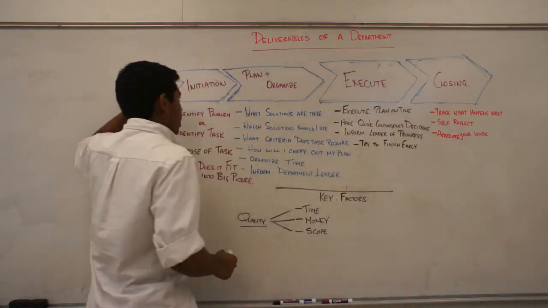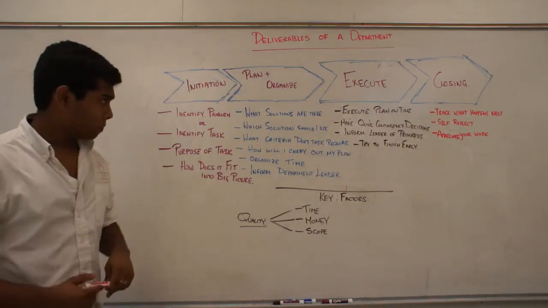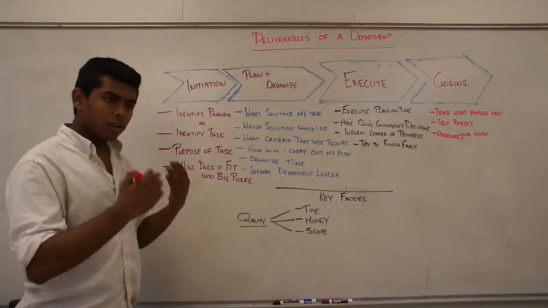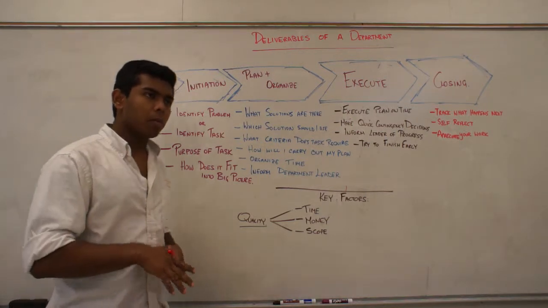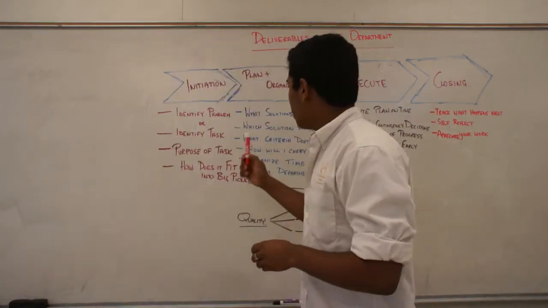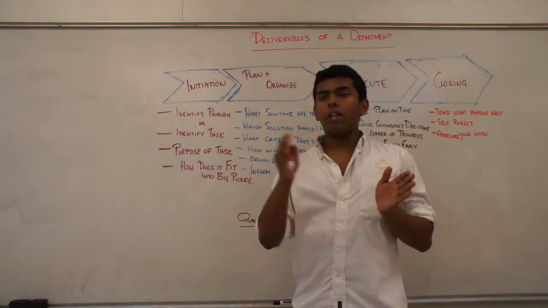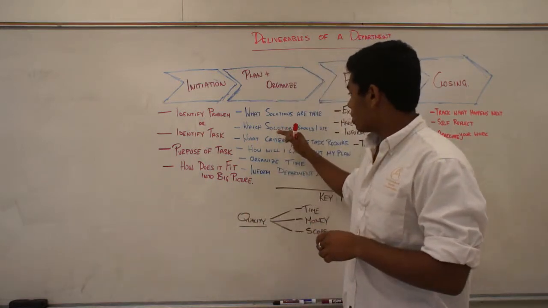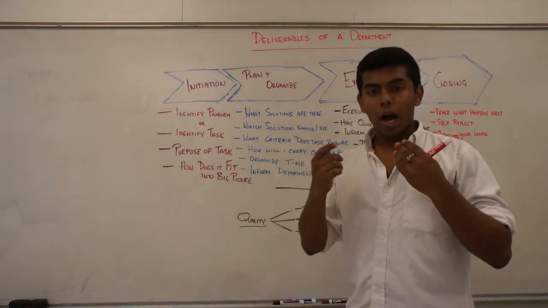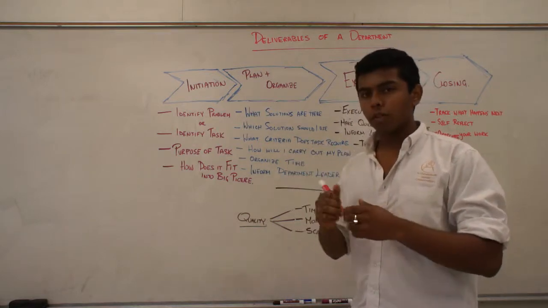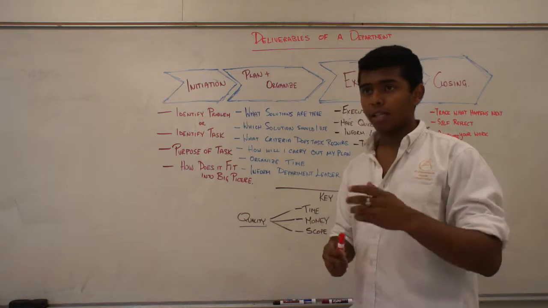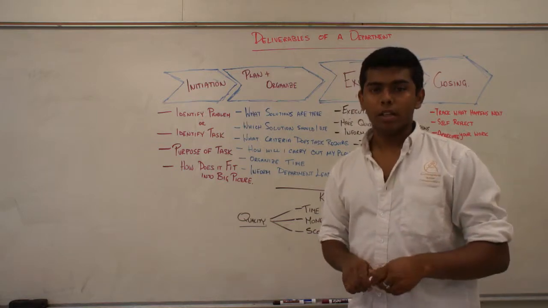Now moving on from initiation to planning and organizing. Once you're done with identifying the problem or the task that's at hand, you want to make sure that you look at what solutions are available to you, and you figure out which solutions you will implement to solve this problem. So an example would be in design, the design team.